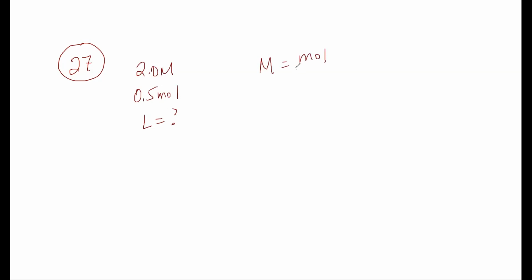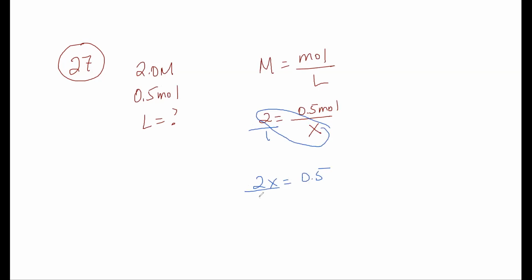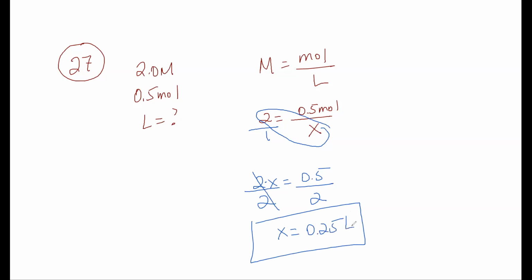Molarity is equal to moles over liters. What molarity did they give me? 2 is equal to what? 0.5 moles over liters. You can write capital L or x. I'm going to cross multiply, so it's going to be 2x is equal to 0.5. Then I'm going to solve for x, and to solve for x, I have to leave x by itself. Because it's multiplied, I'm going to divide by 2. x is equal to 0.5 divided by 2, which is equal to 0.25. 0.25 what? What is x? x is liters. 0.25 liters.